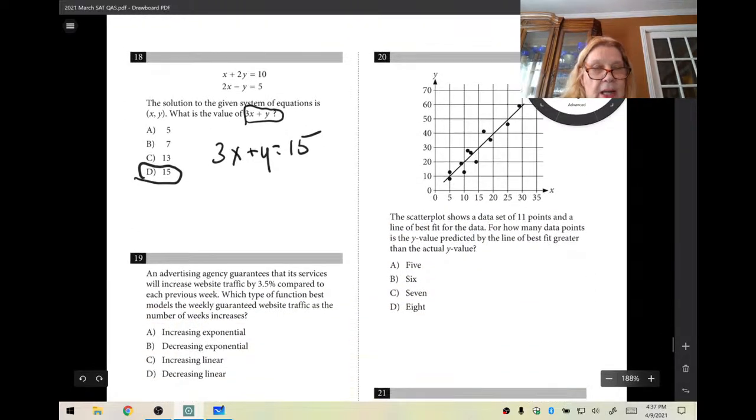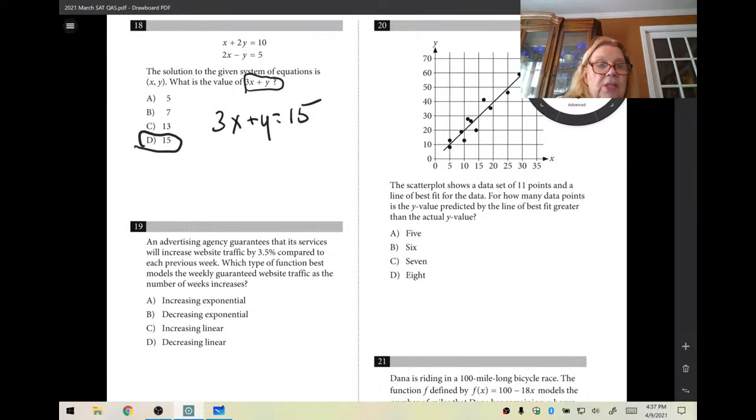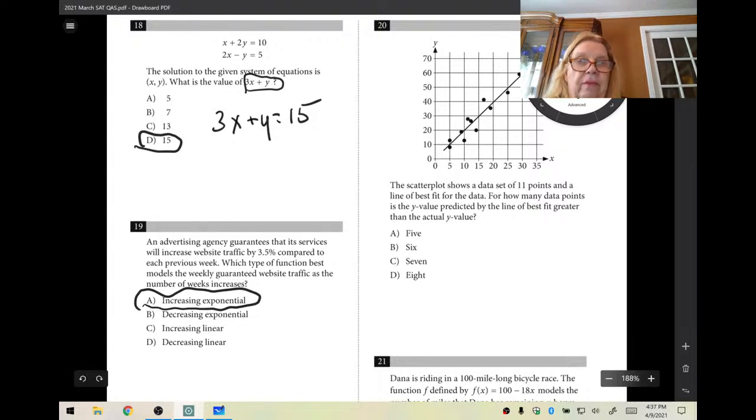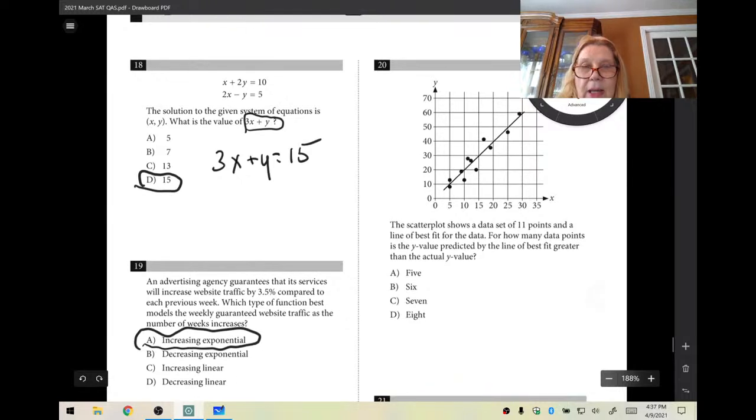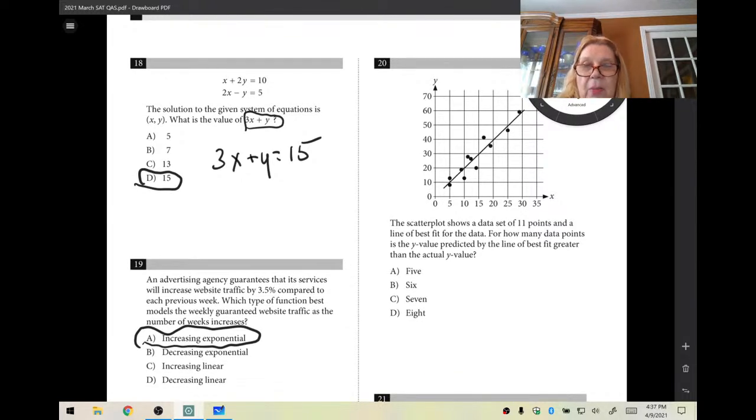So 19 is down here. If it's going up by a percent every time, that's got to be increasing exponential. And we'll be doing that in the function lesson. So 20, we have 11 points, and line of best fit. For how many data points is the y value predicted by the line of best fit greater than the actual y value? So we want these guys, 1, 2, 3, 4, 5, which is answer choice A.